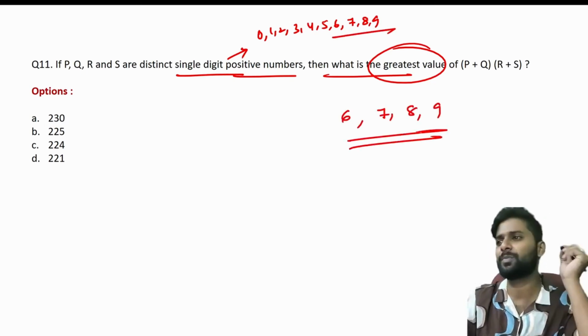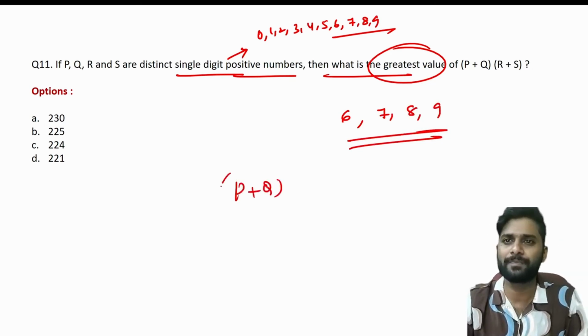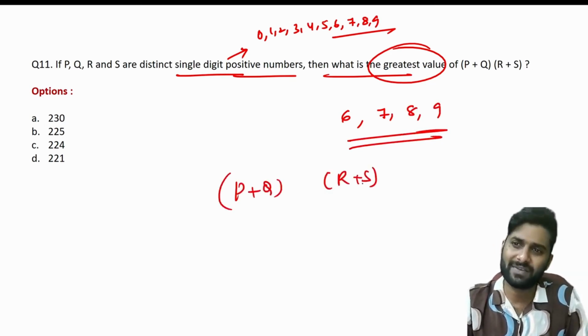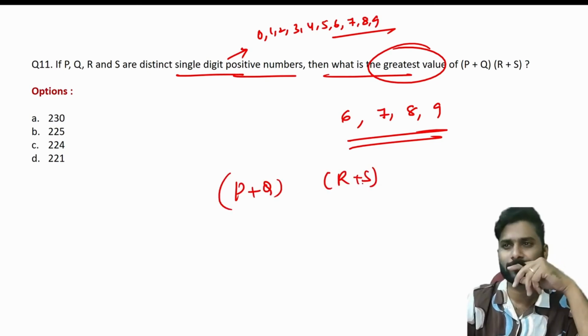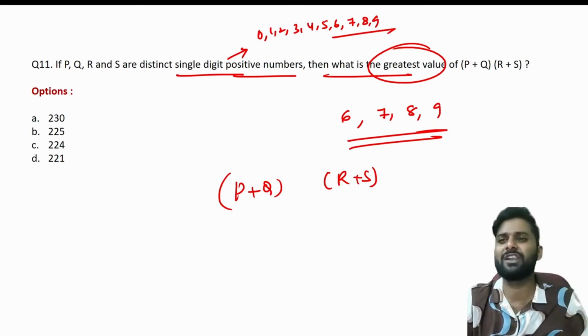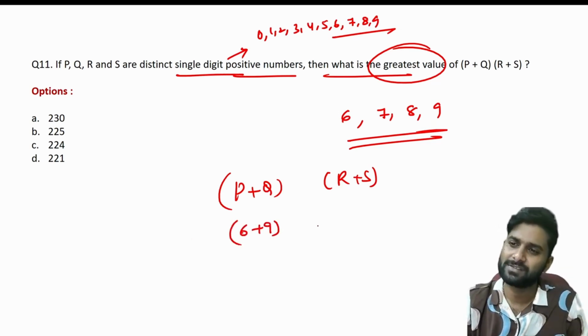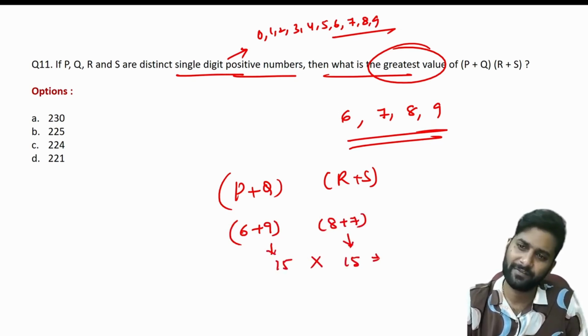So if you go through the product, what can be the highest resultant you will get? What is the P plus Q value and the R plus S value? Guys, if you want the greatest value, you have to pick one smallest number and one highest number. See, this is the possible way you will get the answer. Here the answer must be 15.